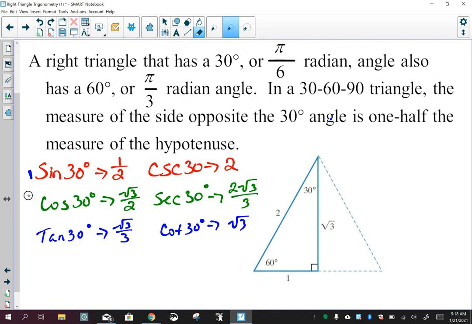So make sure you have those written down somewhere. That's something that we're going to come back to later on, but you'll need to know those relationships, the 60 degrees and the 30 degrees, as well as the 45 degrees. Okay?